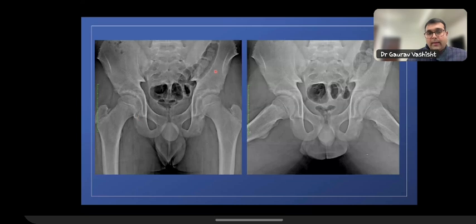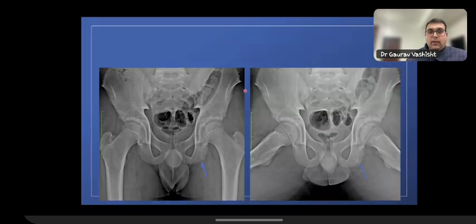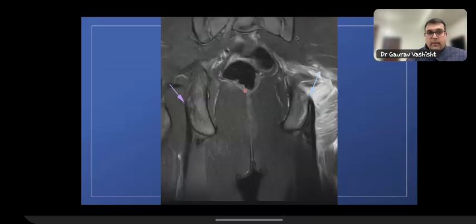So here what we are seeing on the left side, as we know the pathology is, we see some fragmentation, some cortical irregularity in the ischial tuberosity on the left side. And many of you have answered very correctly that this could be an avulsion injury. But from where? It's from the hamstring tendon. This is the normal hamstring tendon which is attaching to the ischial tuberosity.